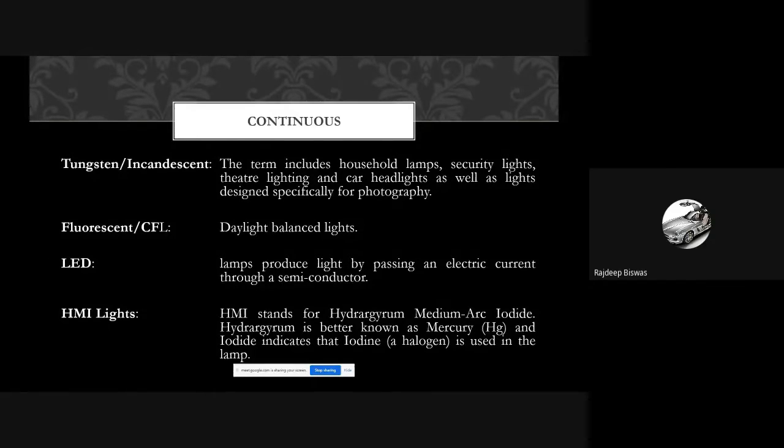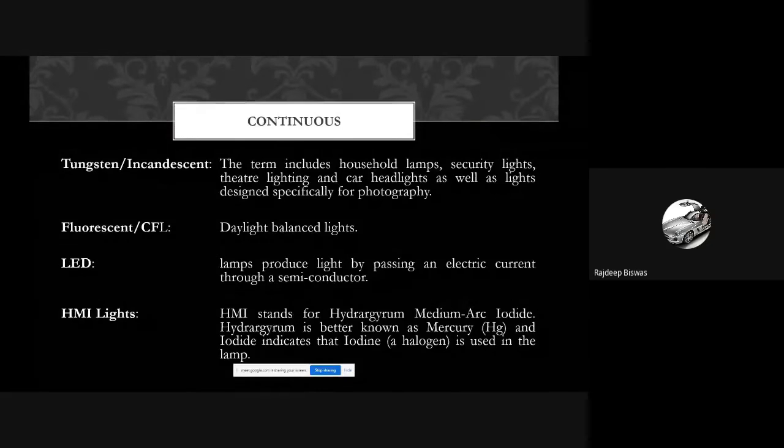And last one is the HMI. Now HMIs are very big, produce a lot of heat, and the lighting is continuous, and it's very tough. I've worked with it. It's very tough to move that light. So these are types of continuous lights, artificial lights.